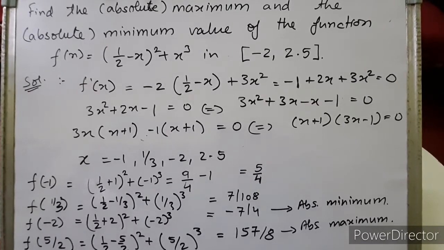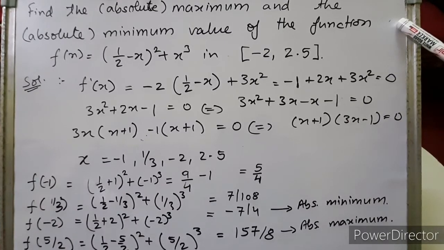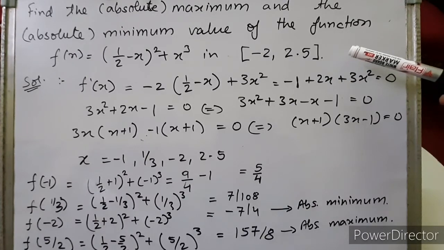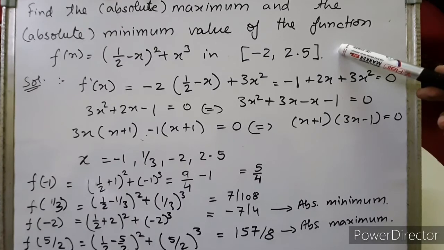Let's see another sum, children. In this sum the question says find the absolute maximum and absolute minimum value of the function when the function is given as 1 by (2 minus x) whole square plus x cube in the given closed interval minus 2 comma 2.5. Right. So now we will be calculating the absolute maximum or absolute minimum value.